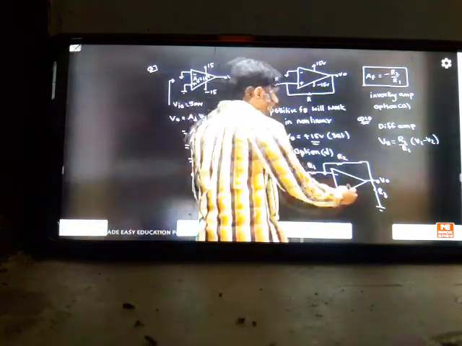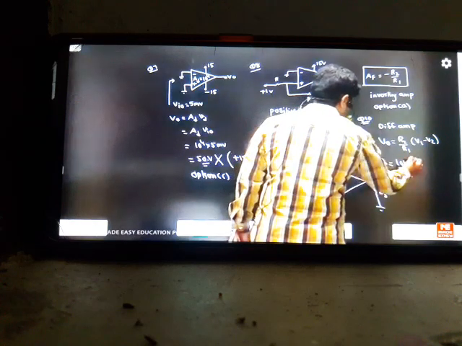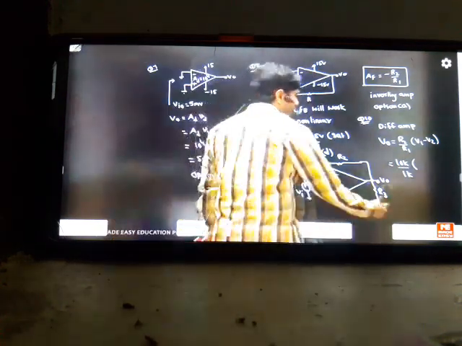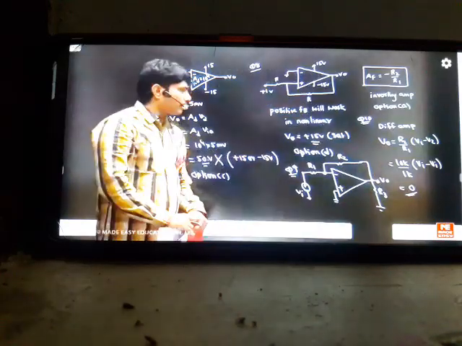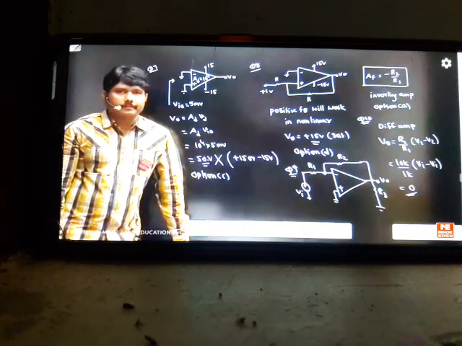R2 is 10K, R1 is 1K. Have you seen that V1 and V2 are both the same? Vi minus Vi, so the answer will be 0. That means whenever you give a common input to this type of circuit, it will try to reject it 100%. That's why CMRR is infinite for this circuit.